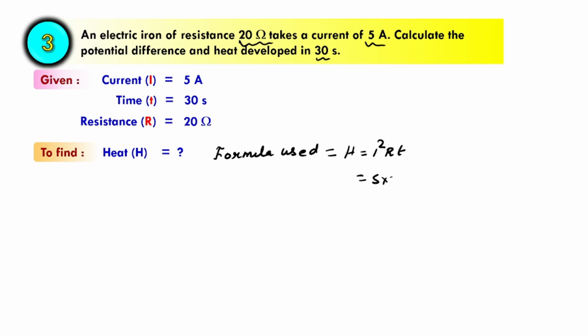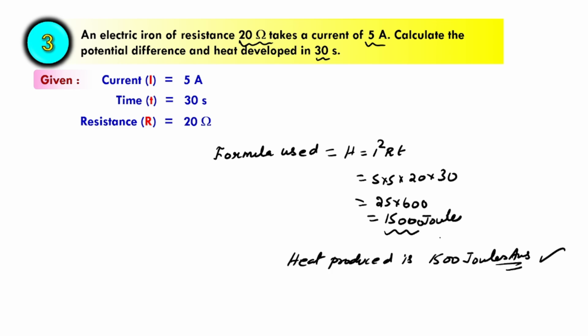So it's 5 into 5, I squared, R is 20 and time is 30. So what's the answer? 25 into 60. So it is 1500, that much of joules. That's it, right? So the heat produced is 15,000 joules. Okay, a large amount of heat is produced.